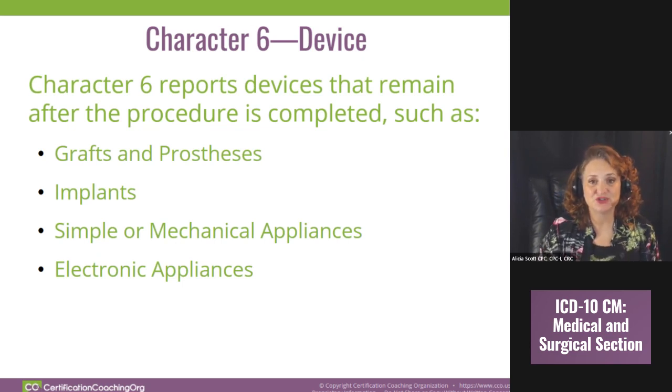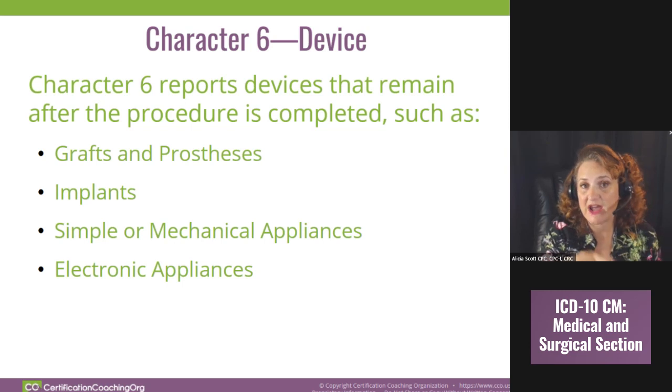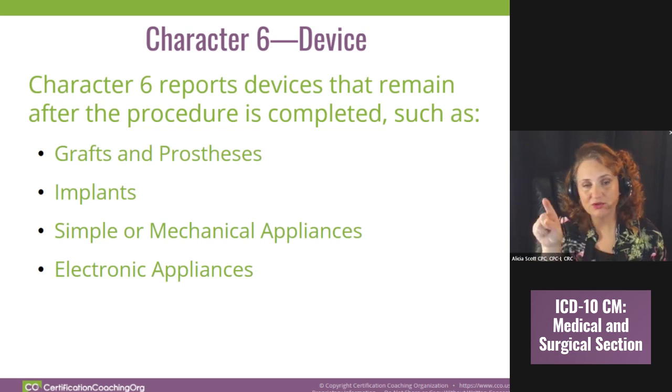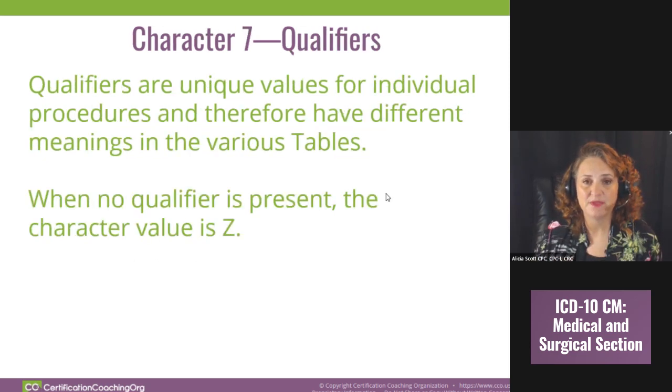Then we get into our 6th character, which is a device. Now, if we don't have a device, then again, we're not going to use this, and we'll have a Z as the character that holds that place. There are grafts and prosthetics, okay? We have implants. Now, if we have simple or mechanical appliance, you need to know what a mechanical appliance is versus an implant, and electronic appliance. All of these are defined in your manual. You can look and see what the definitions are. 7th character is the qualifier. Again, we'll have a Z as the placement. Qualifier is just telling us that we need more meaning behind what is going on with this procedure, okay?